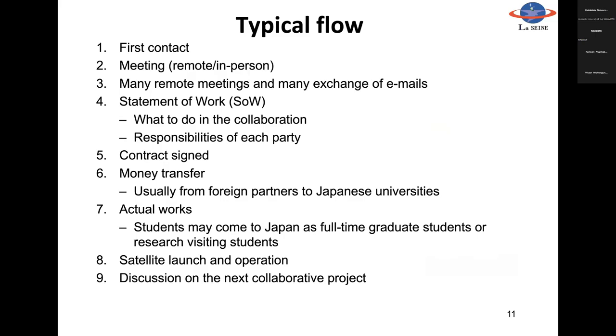Typically we have first contact and many remote meetings, exchange of emails, and the statement of work, which defines what to do in the collaboration and the responsibility of each party. A contract is signed and the money is transferred. This is very important. Without money, I think a Japanese university cannot go forward. Then the actual work, and students may come to Japan. Then satellite launch and operations, and discussion on the next collaboration projects. This is how we typically collaborate with foreign universities or entities.